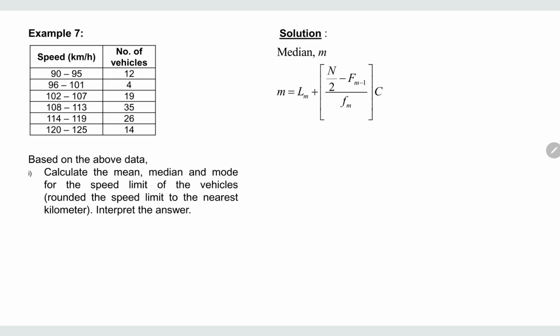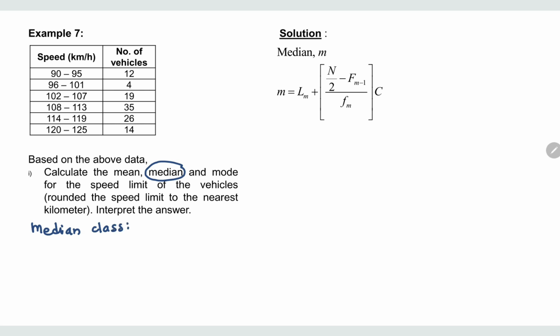Okay, next we try to find the median. How to find the median? We will use the formula: m equals Lm, the lower boundary of the median class, plus the bracket n, which is the total frequency, divided by 2 minus capital F n minus 1, which is the cumulative frequency of the class before the median class, divided by Fm, the frequency of the median class, times C, the class size. Before that, we must find the median class.